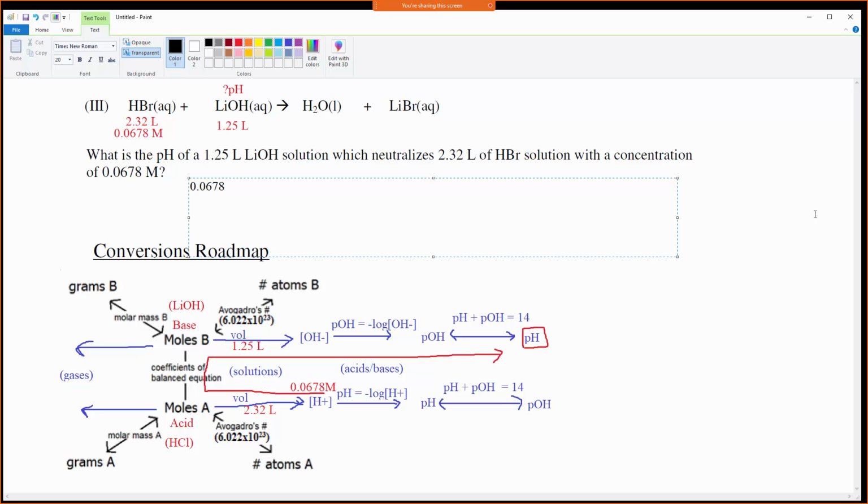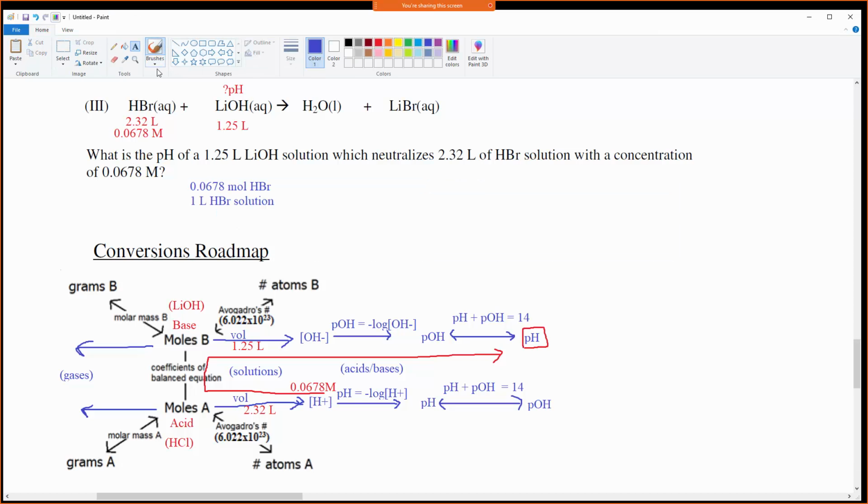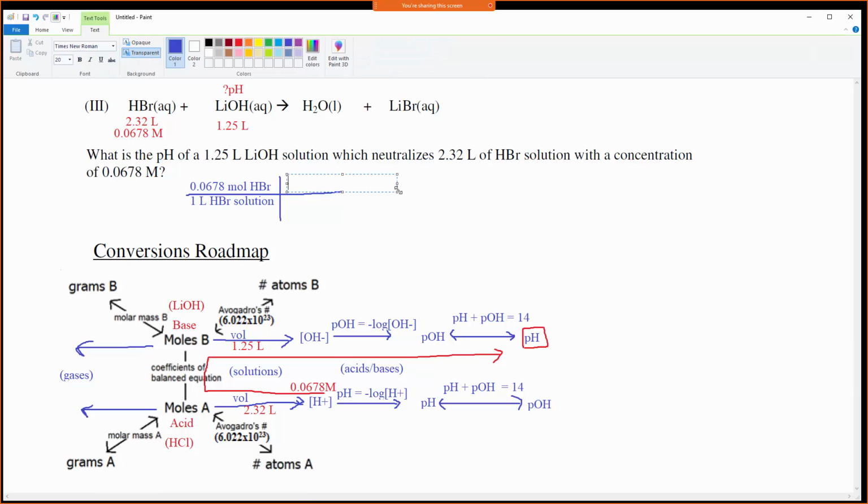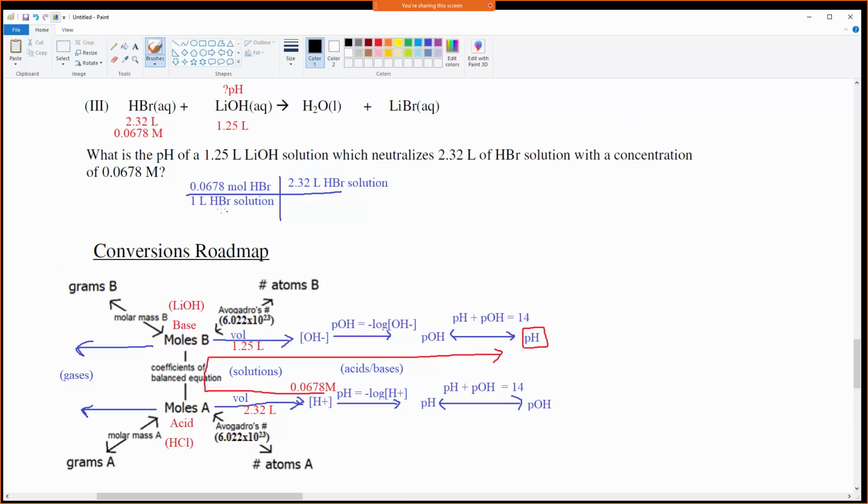0.0678 moles HBr in every 1 liter of that HBr solution. How big is it? Okay. Perfect. And the roadmap tells me use the volume to get to moles. So we're going to multiply that by 2.32 liters of the HBr solution. Good. My liters of HBr solution cancel, and we're left with moles of HBr, which is just where we're supposed to be if we're following the roadmap.